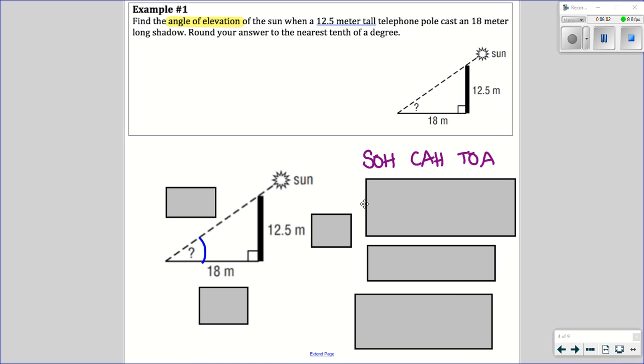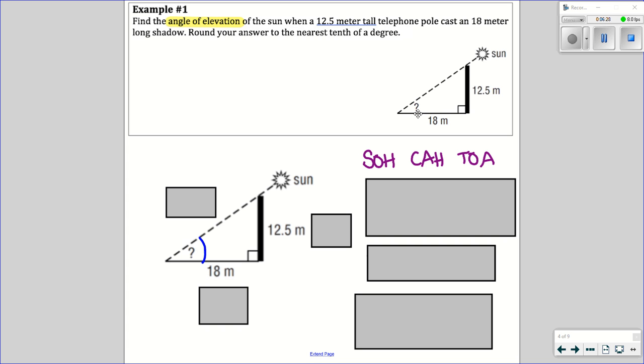All right, so we're going to do an example based on either angle of elevation or depression. It says find the angle of elevation of the sun when a 12.5 meter tall telephone pole casts a 18 meter long shadow. Round your answer to the nearest tenth of a degree. So we're looking for an angle.